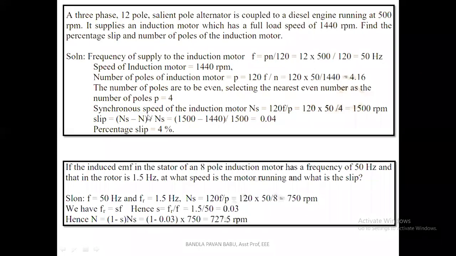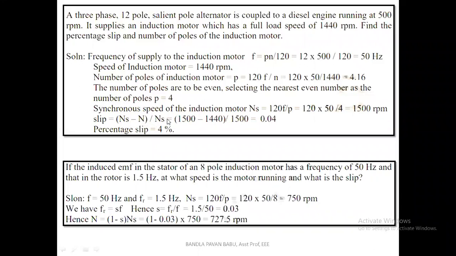Now we need to find out the synchronous speed. What is that synchronous speed there? 120 F by P, with 4 poles found. So finally the speed is 1500. Actually it is running at 1440. Just to confuse us, they have given the 500 rpm of the diesel generator, right? So 1500 is the standard speed, and it is actually running at 1440, and we need to find out the slip.